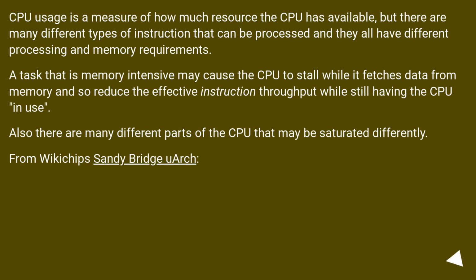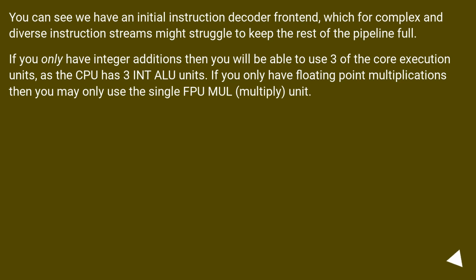From WikiChip, Sandy Bridge. You can see we have an initial instruction decoder front end, which for complex and diverse instruction streams might struggle to keep the rest of the pipeline full. If you only have integer additions, then you will be able to use 3 of the core execution units, as the CPU has 3 integer ALU units. If you only have floating point multiplications, then you may only use the single FP multiply unit.